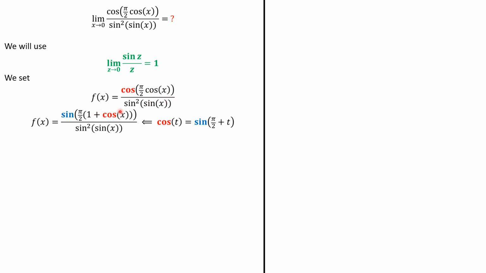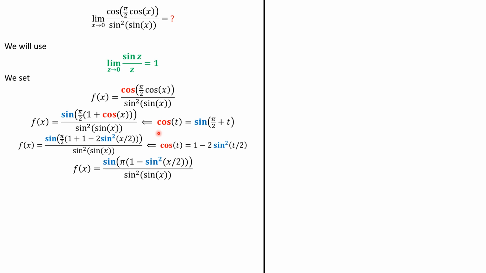Next, we get rid of this cosine. We know also that cosine t is 1 minus 2 times sine squared of t over 2. So cosine x here is 1 minus 2 sine squared of x over 2. We can just rewrite a little bit like here, because 2 over 2 is 1, so f(x) we write as follows. Again, f(x) we write as follows, because this is pi minus pi sine squared of x over 2.